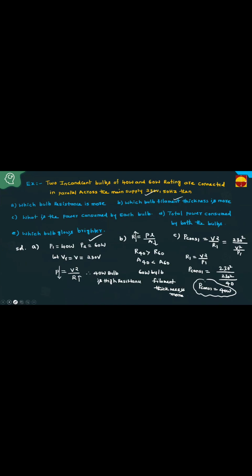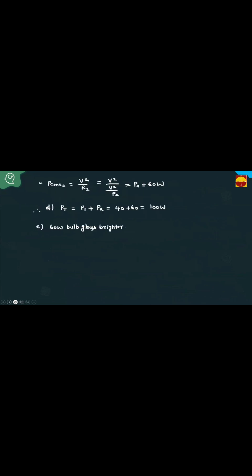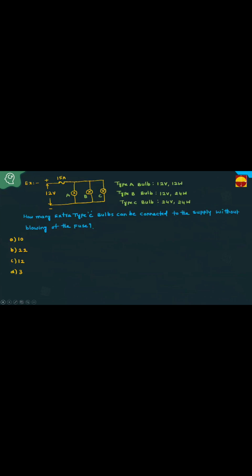Okay, this was a question based on the parallel connection. Can you try this one? Series connection. Type A bulb is 12 volt, 12 watt. Type B bulb is 12 volt, 24 watt. Type C bulb is 24 volt, 24 watt. How many extra Type C bulbs can be connected to the supply without blowing the fuse?